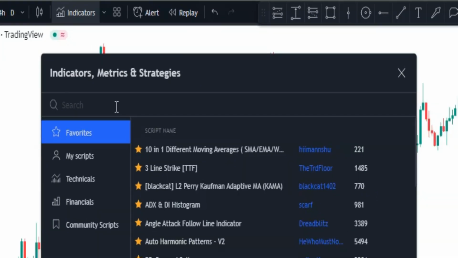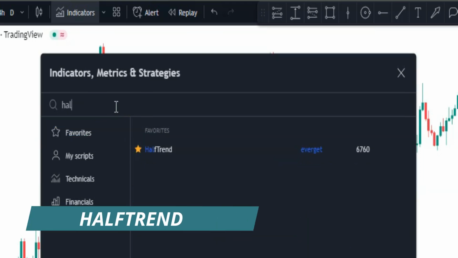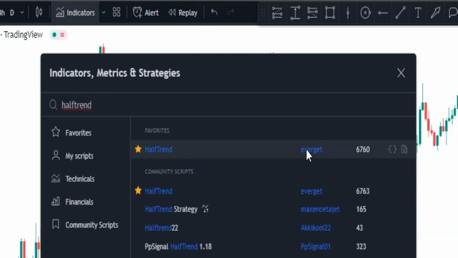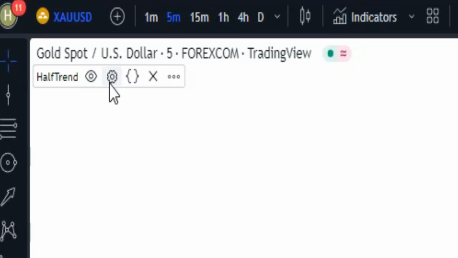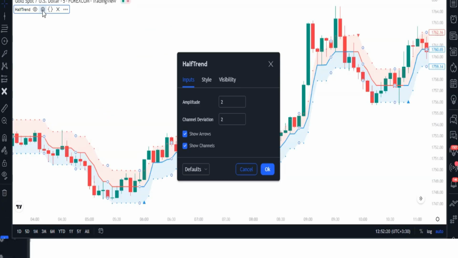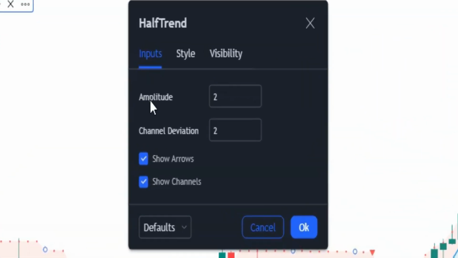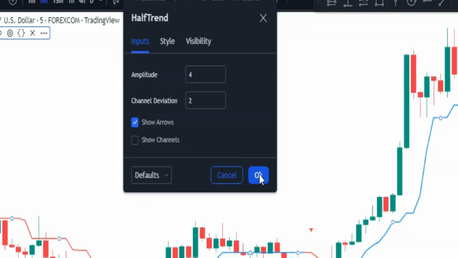For the first indicator, in the indicator section, search for half trend. Click on this one by Everget and add it to the chart. Now we need to make some minor adjustments to this indicator. So let's click on the settings and in the inputs menu, change the amplitude to 4 and get rid of show channels. Okay, our first indicator is ready.